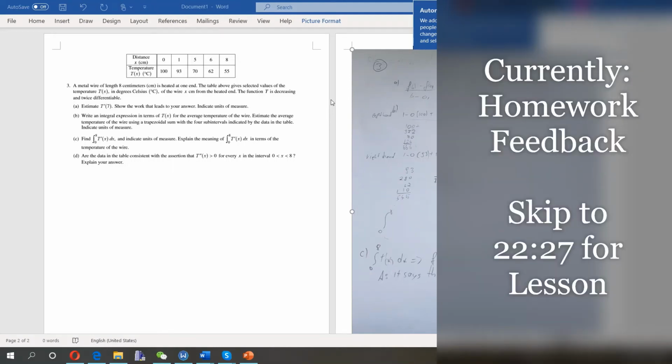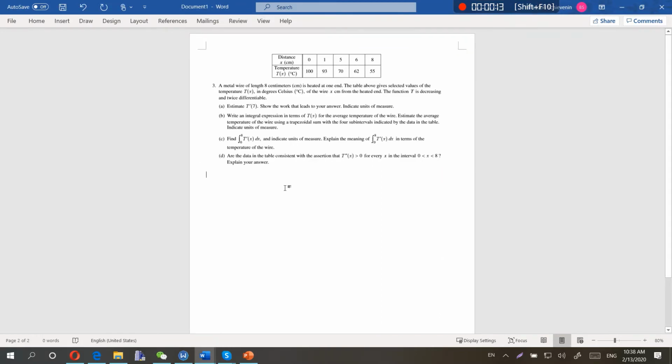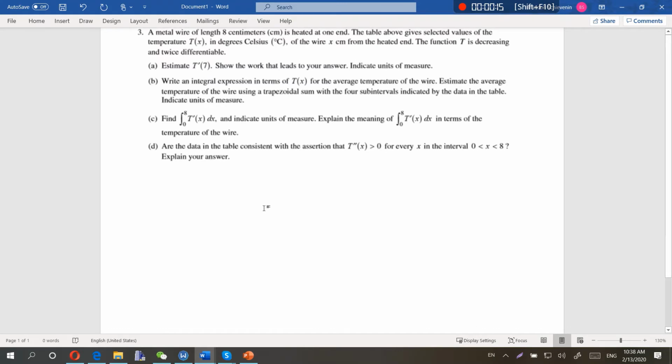Okay, so we've started going back over some of the homework from last week. I guess, Oliver, I'm going to get rid of your work really quick, and we'll just do B from scratch and keep going from there.